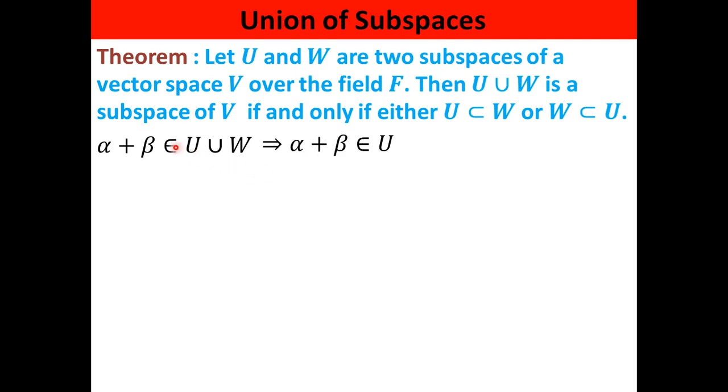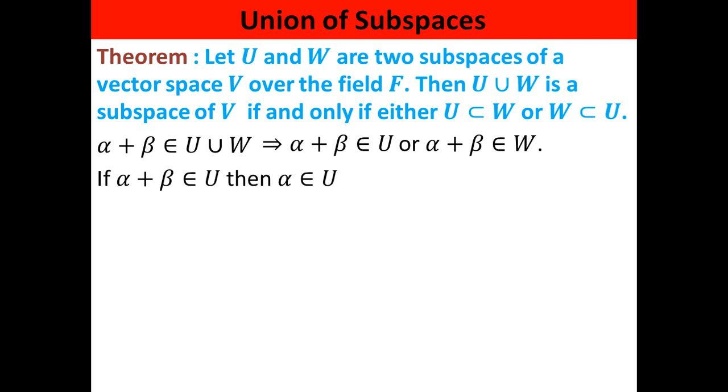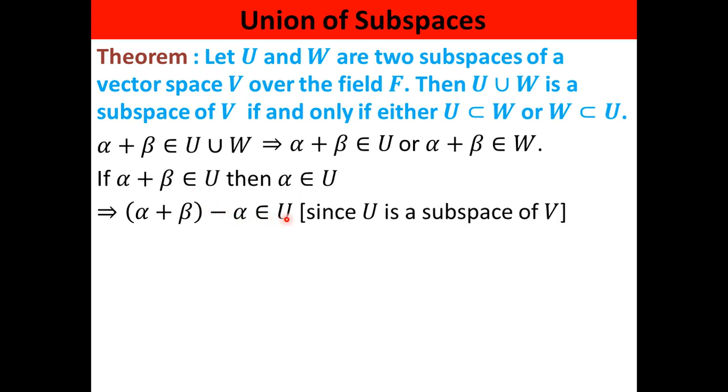Again, alpha plus beta belongs to U union W implies that alpha plus beta belongs to U or alpha plus beta belongs to W. If alpha plus beta is in U, then since alpha belongs to U, alpha plus beta minus alpha is in U, because U is a subspace, therefore U under plus is a commutative group, so A composed with B inverse, where you consider this is A and this is B, means A minus B. Therefore alpha plus beta minus alpha must belong to U. If you calculate it, you get beta belongs to U, but it is a contradiction because beta is an element in W but beta does not belong to U. So a contradiction arises due to alpha plus beta being in U.